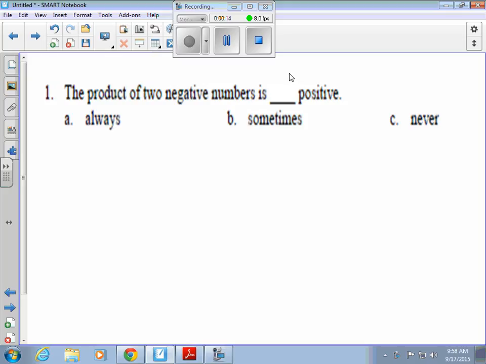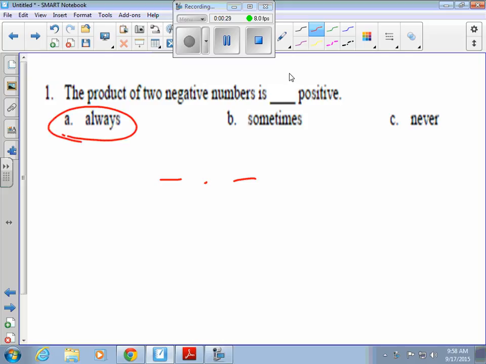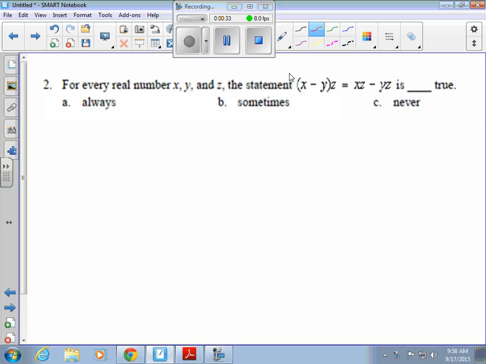The product of two negative numbers is always, sometimes, or never positive. Two negative numbers, that's two of them, which is an even amount. We talked about even amounts being positive, so it's always positive. Or same signs is always positive.